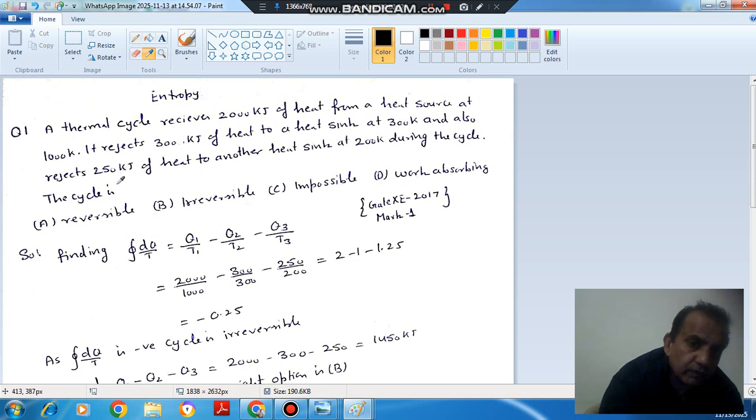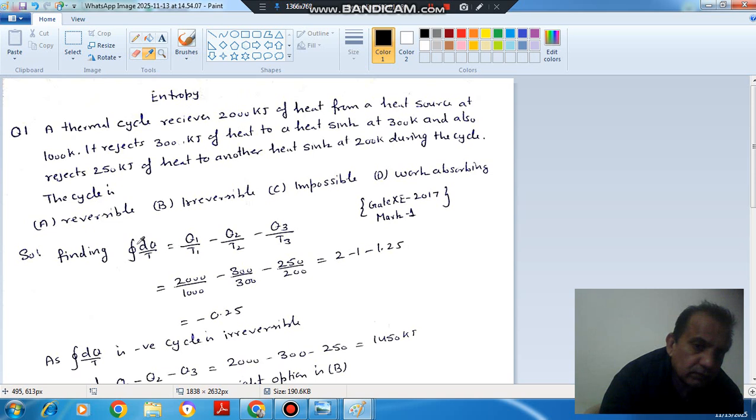So first of all, we will find out the cyclic integral of dq by T. If it comes out as negative, then the cycle is irreversible. If it comes out as positive, then the cycle is impossible. If it comes out as 0, then it is reversible. For 0 it is reversible, for negative it is irreversible, for positive it is impossible. So first we check these three options.